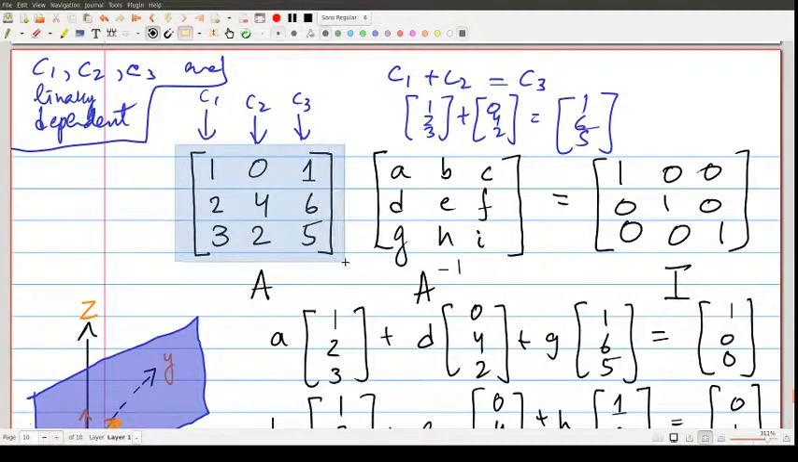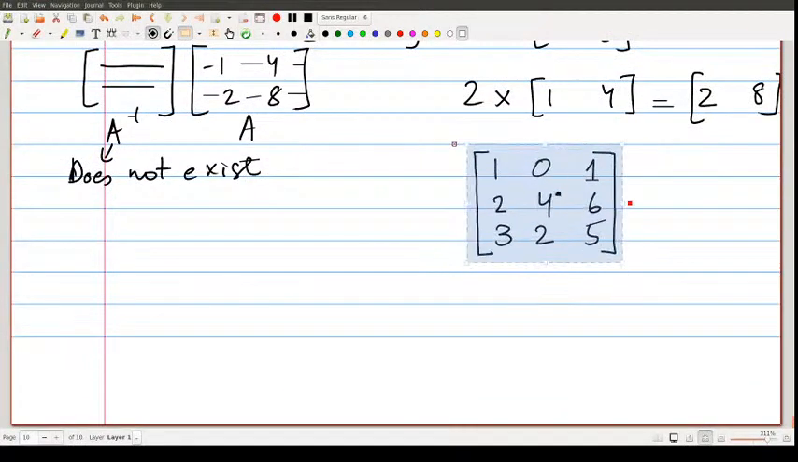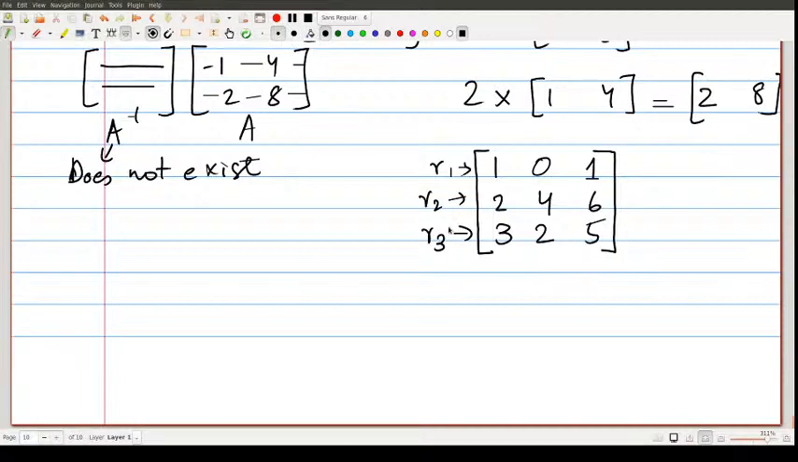Let's look at this 3 by 3. I've already seen that C1 plus C2 gives me C3. Let's see if we can say something about the rows, and find some linear dependence in the rows. This is row 1, this is row 2, and this is row 3. This is 1, 0, 1, this is 2, 4, 6, and 3, 2, 5, right?